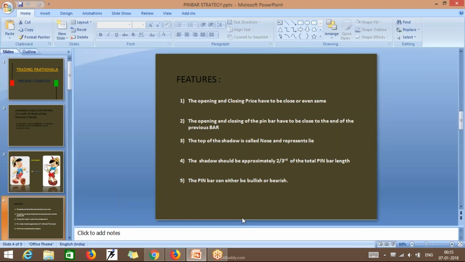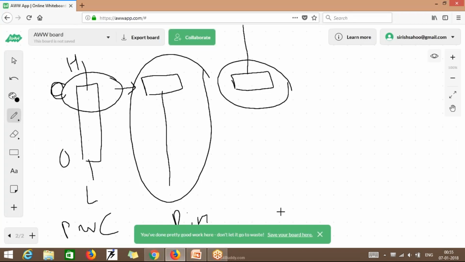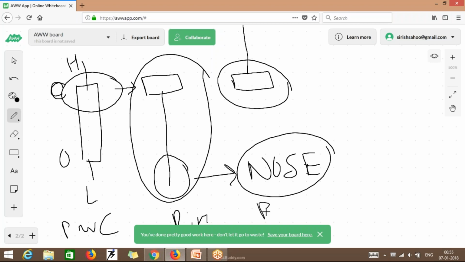Now coming to the third feature, the top of the shadow is called the nose and it represents a lie, as we have already discussed. This is regarded as the nose of the pin bar, and it is named after the famous cartoon character Pinocchio. You can Google about Pinocchio. It's a very interesting cartoon character, and you can watch a few relevant sessions where Pinocchio tells a lie and his nose grows longer.